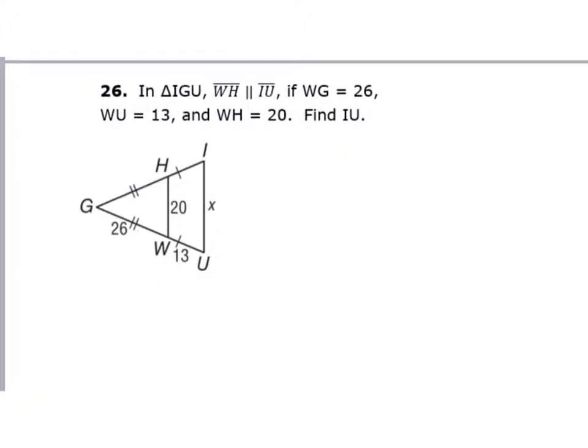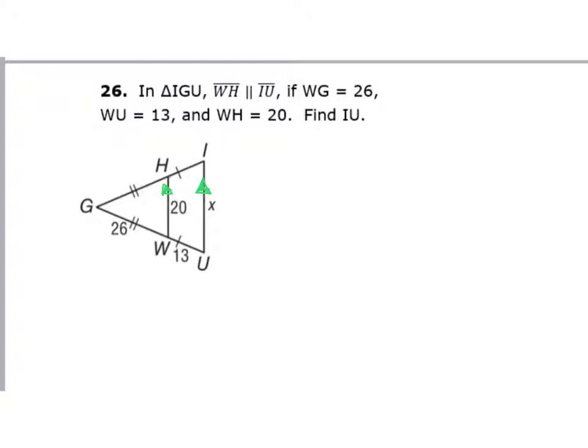Number 6. In triangle IGU, WH is parallel to IU. WG is 26, that's already marked. WU is 13, which is marked. And WH is 20, which is also marked. Find IU. Now, this one is a little bit different from the one we did just the other day in class, this past Monday.